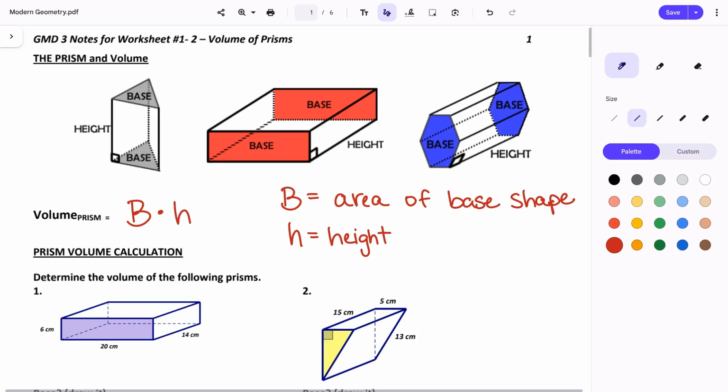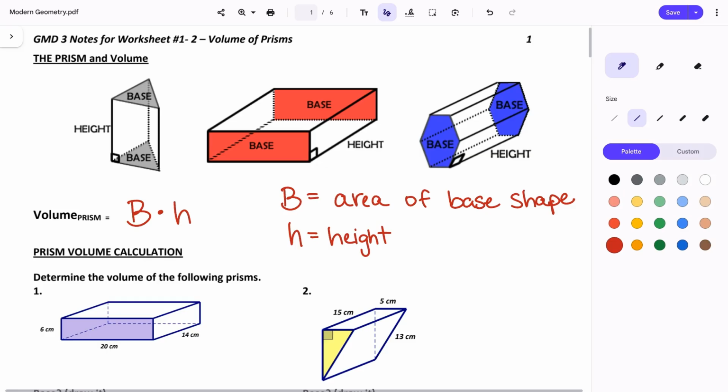When we're working with a prism, the first thing we're going to want to do is figure out what's my base, because that's going to be the majority of my work. Finding what we would plug in for capital B is going to be the majority of the work, because that's going to be looking at your base shape individually and figuring out, is it a triangle? Is it a trapezoid? Is it just a rectangle? How do I find area of just that shape? And then h is going to be the height of the prism.